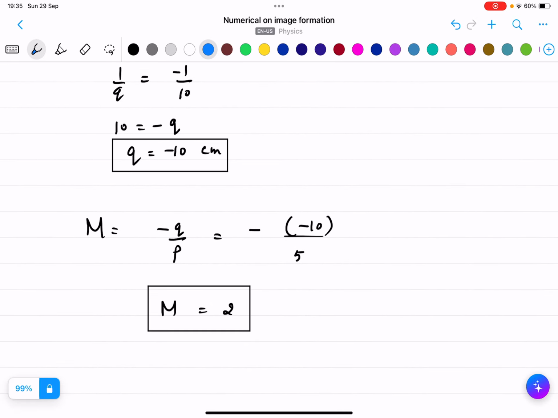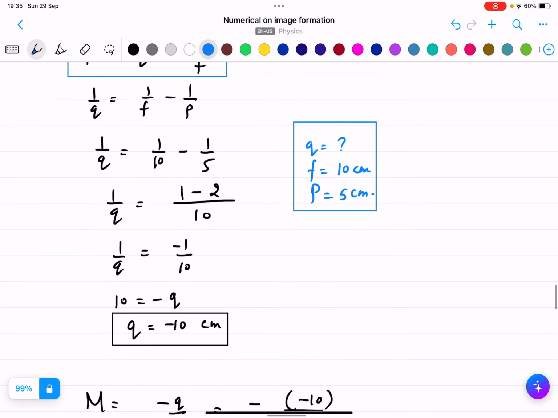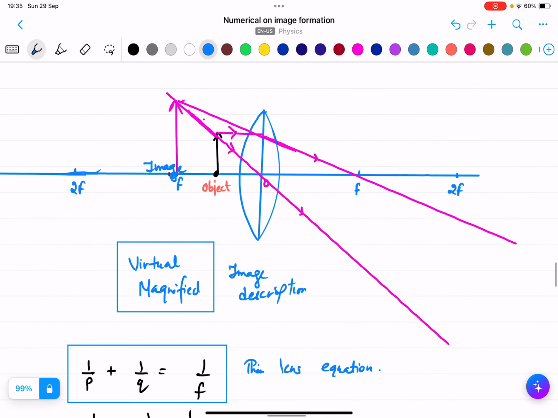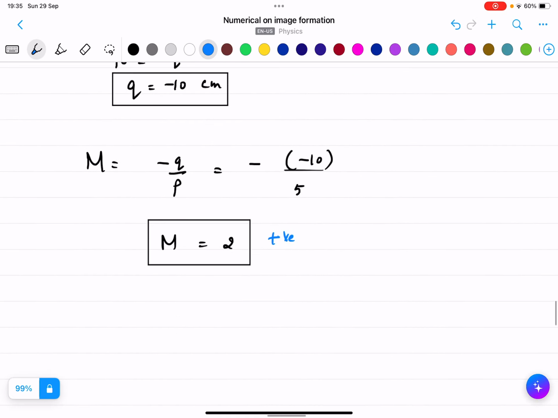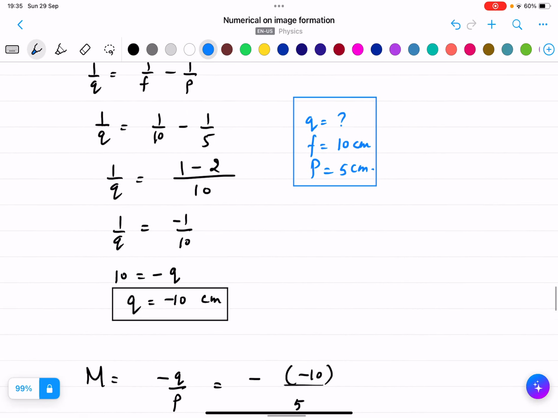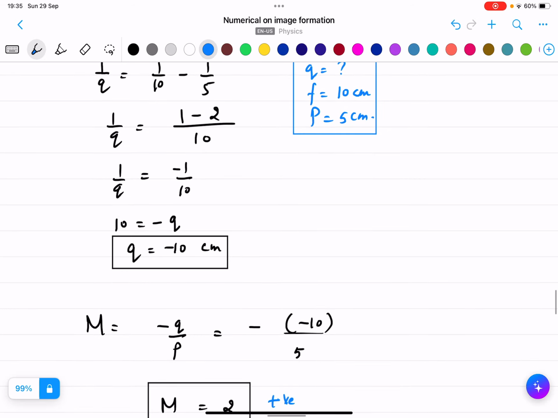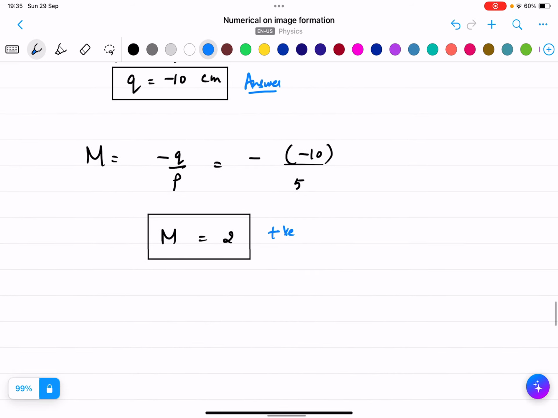Now m equals minus q by p. So m will be 2. You can see here m is positive 2. That means the image is magnified. You can see from the diagram the image is magnified. Okay. So by this we have found out the image. This is your answer and this is your answer.